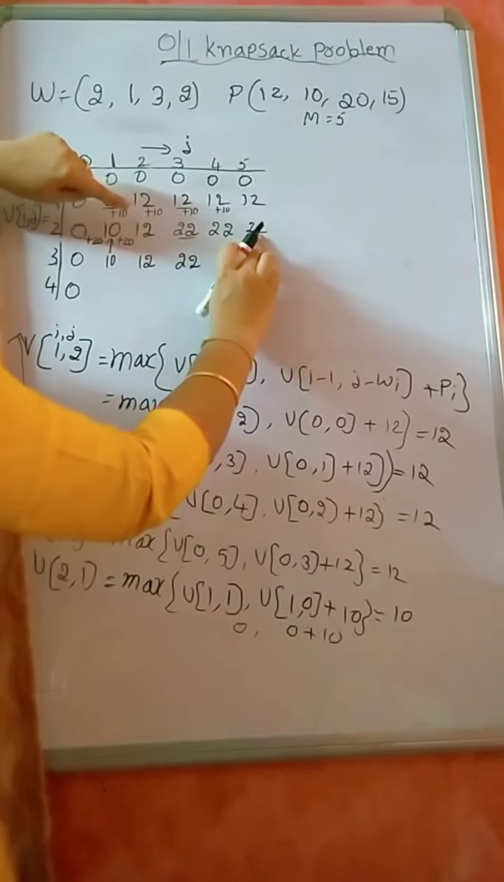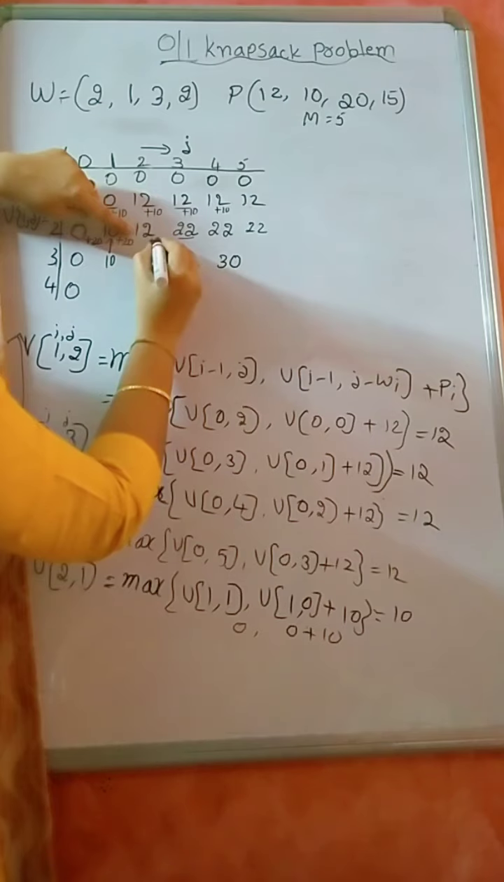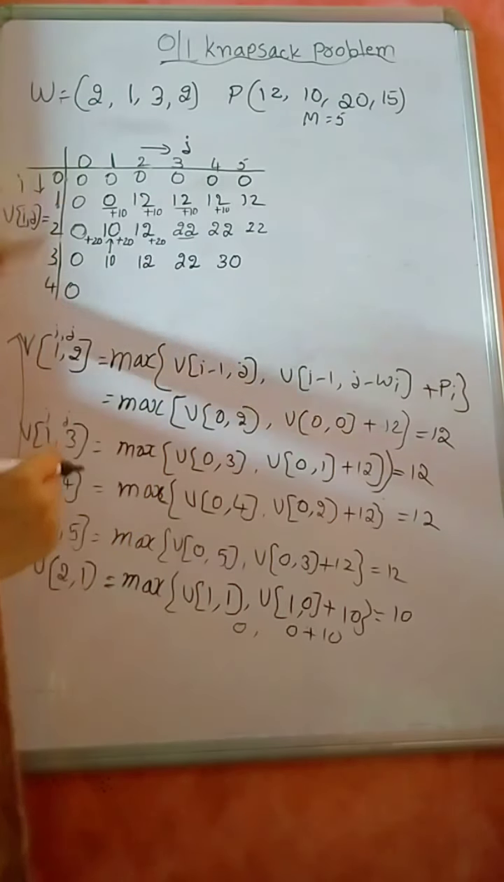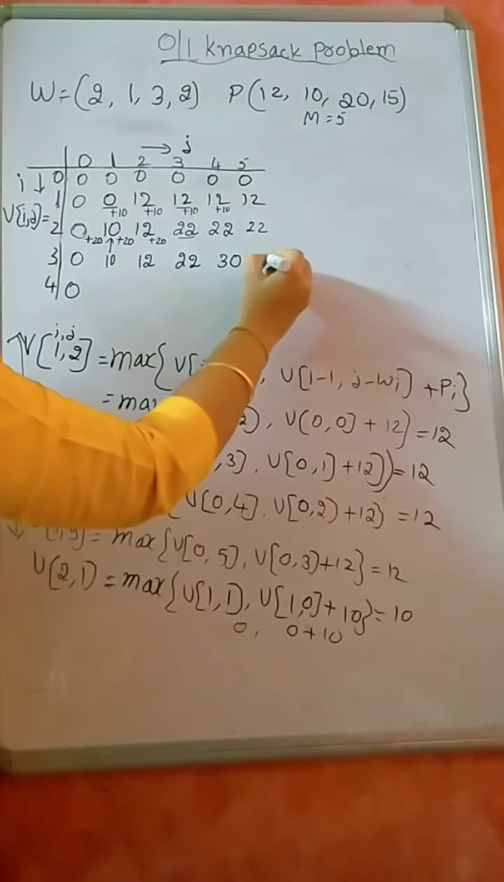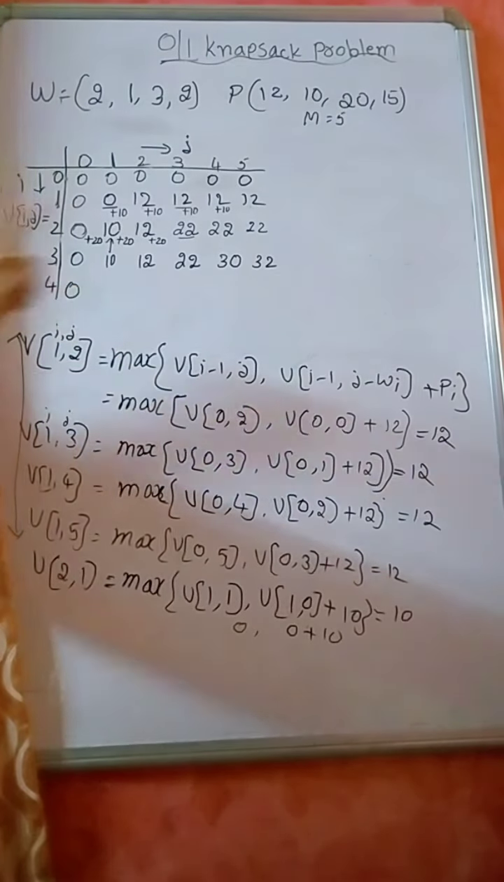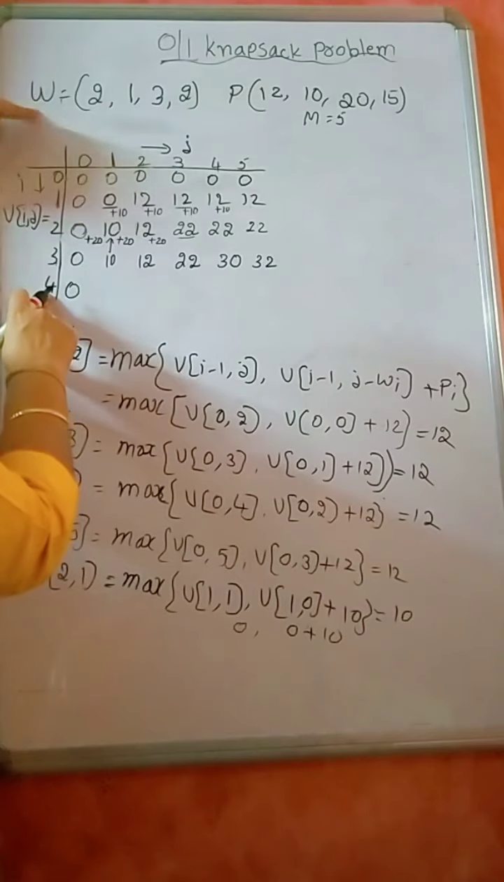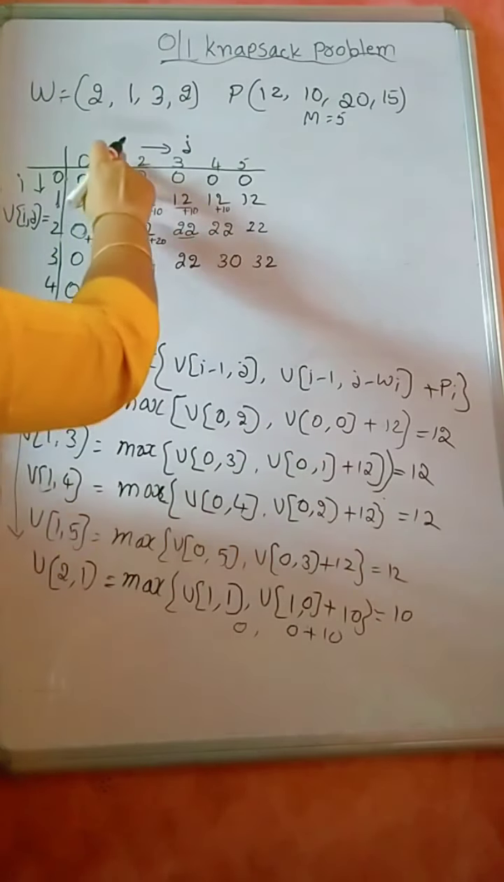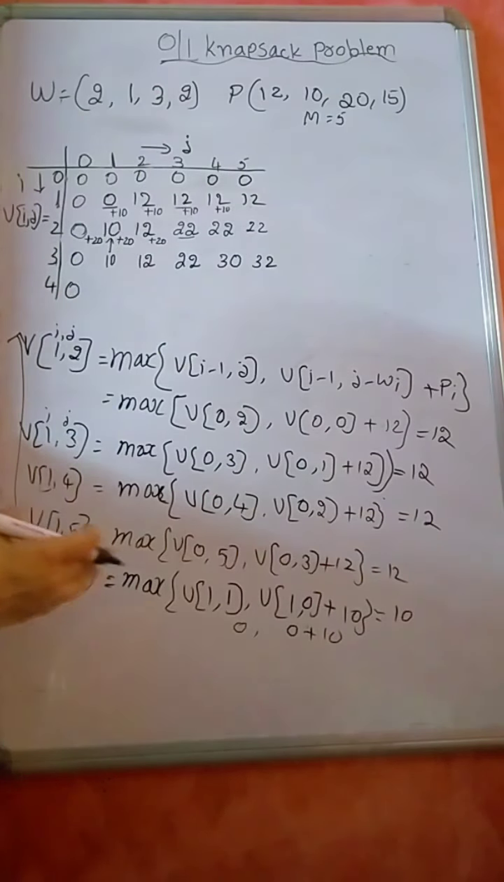Now is 22 maximum or 12 plus 20 maximum? 32. So 32 is maximum. Now I will consider this row. What is the weight of the fourth object? 2. What is the remaining capacity? 1. Can I insert? No.